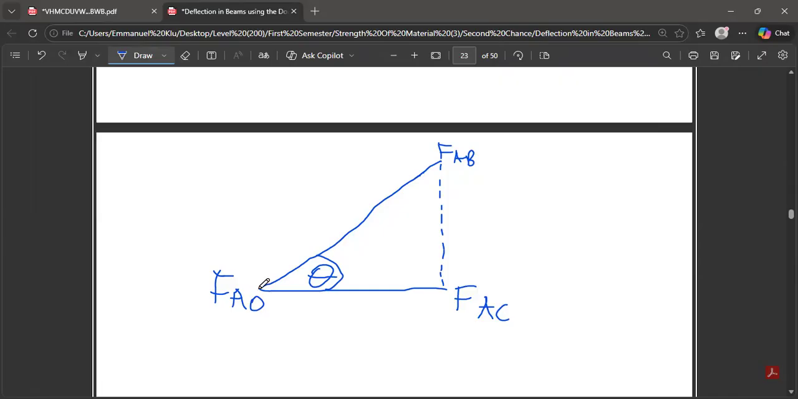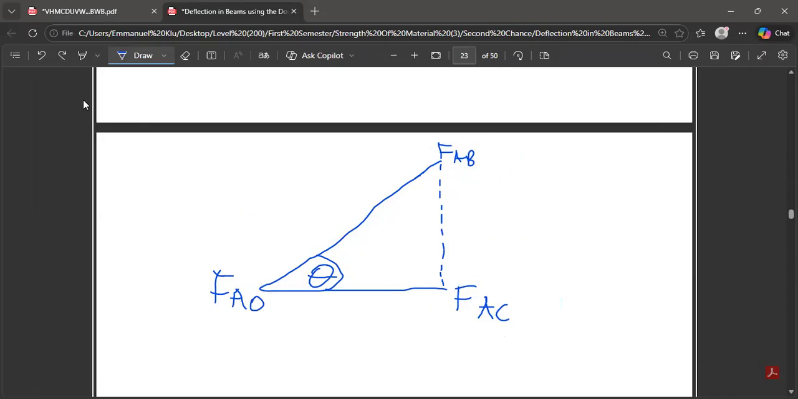Since this is the origin, we are considering it as the origin. So you see the angle over here. Exactly. If you want to know the vertical forces and also the horizontal forces, that is, let me say, FAB, FAC, what are we supposed to do? That is what we are going to discover now.